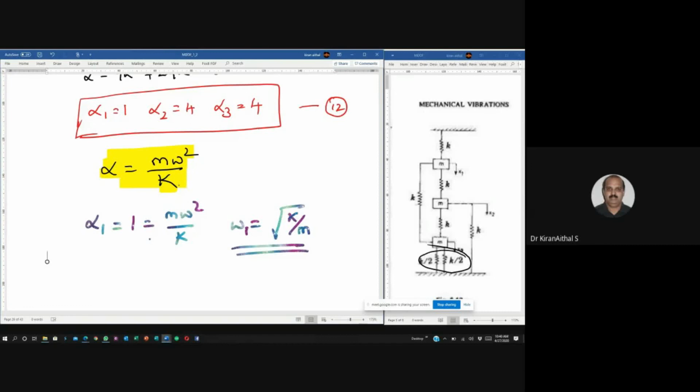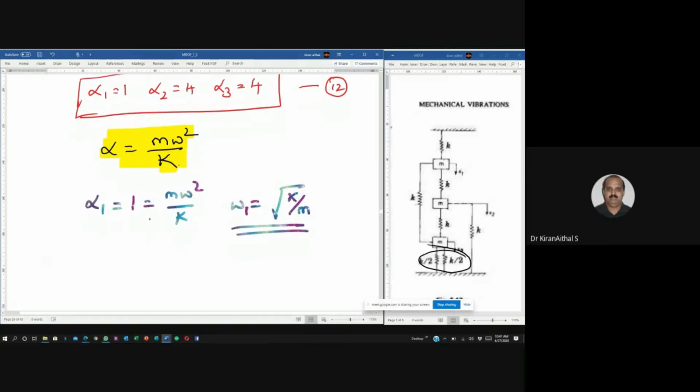You may ask me, sir, how directly, last class you haven't written omega 1 is equal to root k by m. You find the answer, and lastly you summate that and then finalize whether it is omega 1, omega 2, omega 3. It's a simple logic, very common sense. Alpha 1 is 1, alpha 2 is 4, alpha 3 is 4. Alpha is m omega square by k. So alpha is 4, so omega, if I take the root, is automatically 2 root of k by m. So automatically it will be a greater value when compared to this one. Correct or not? So that's why I have written omega 1 is equal to root k by m for this particular case.